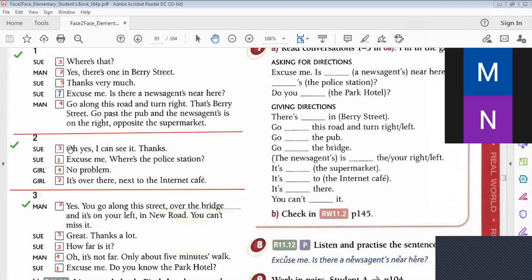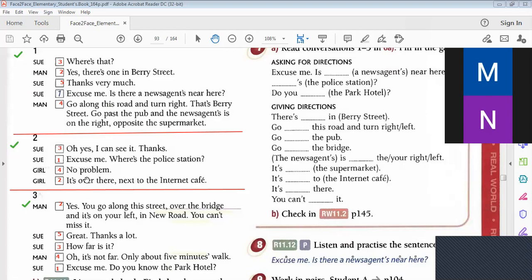Excuse me, where's the police station? It's over there, next to the internet cafe. Oh, yes. I can see it. Thanks. No problem.